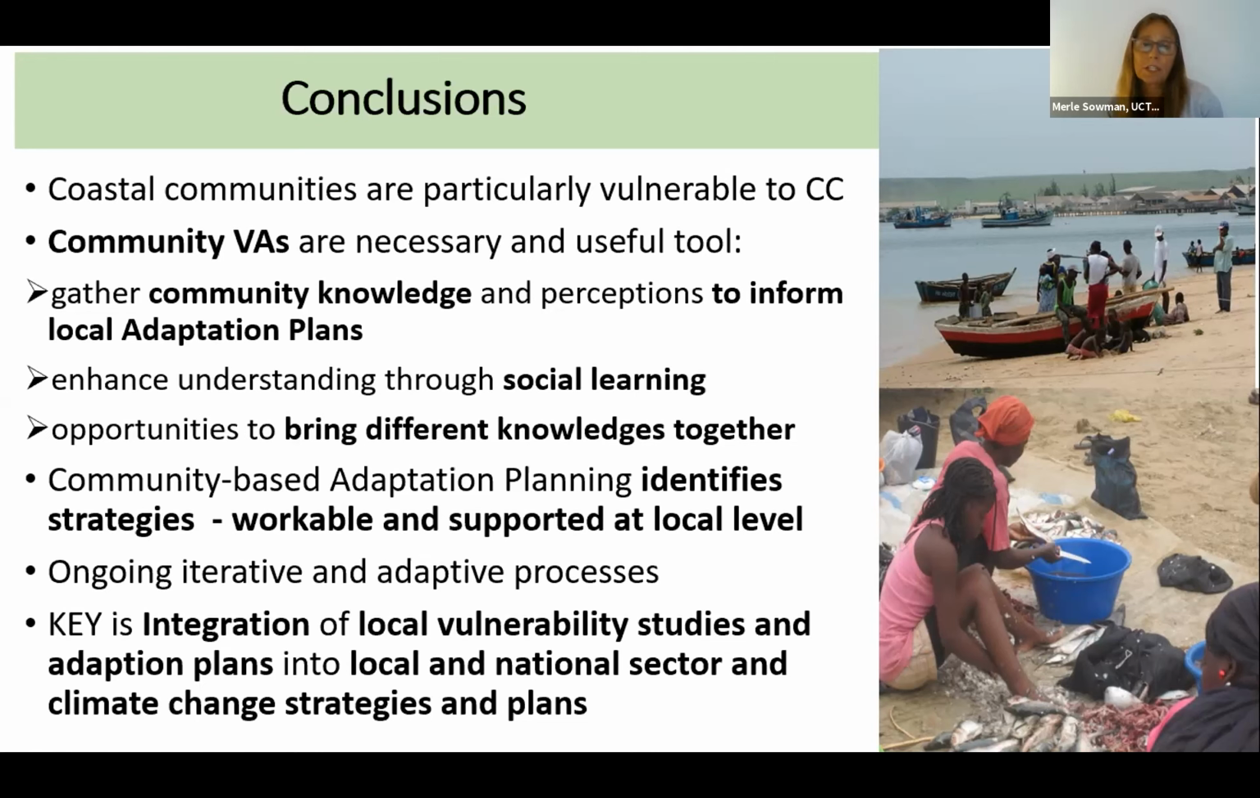What's important about the community-based adaptation planning is that it identifies actions and strategies that communities consider to be workable and implementable at the local level. What's important to note is these are ongoing and iterative processes. They're adaptive processes. They're certainly not once-off processes. It's a kind of a work in progress. It never ends really, but it's about finding ways to integrate the information that's gathered at this local level into local and other national sector and climate change strategies and plans.